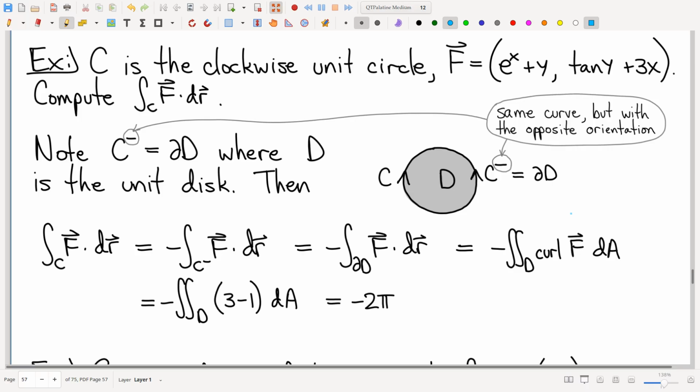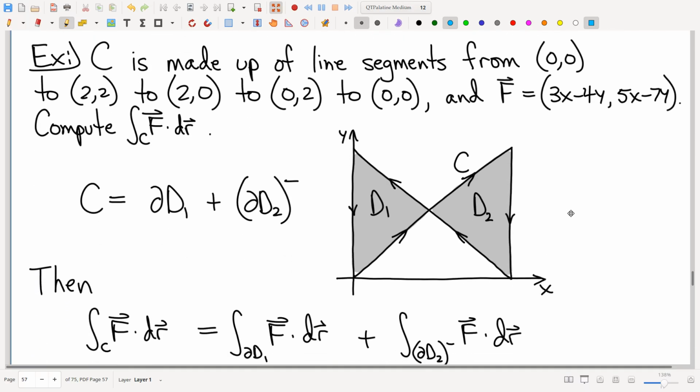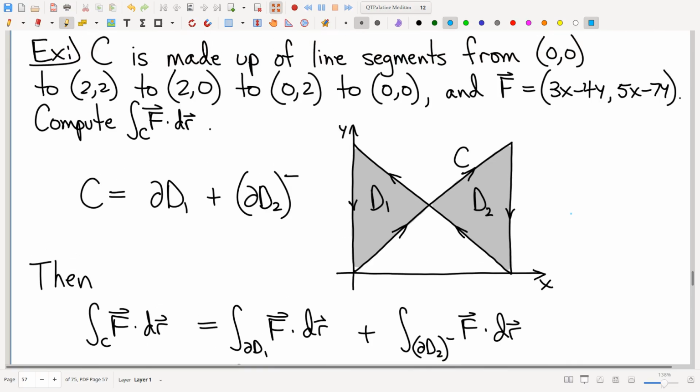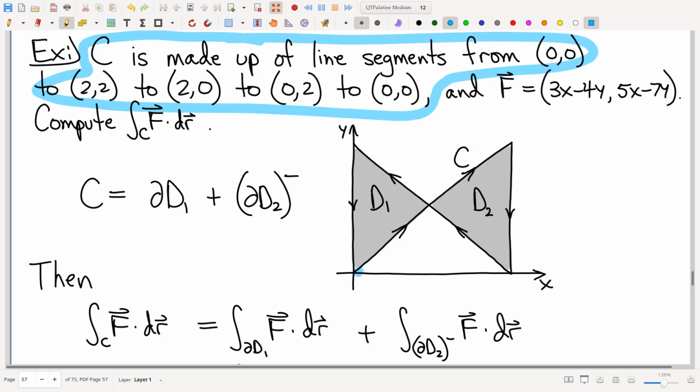Good stuff. Okay, here's another example. This is a weirder example, a little bit weirder. Here, our curve is sort of a sequence of line segments, like this. Ultimately, it's a closed curve. I start and end at the origin, but after doing some weird, kind of a triangular figure 8, if you will, right? And that's my curve over which I want to compute this line integral.